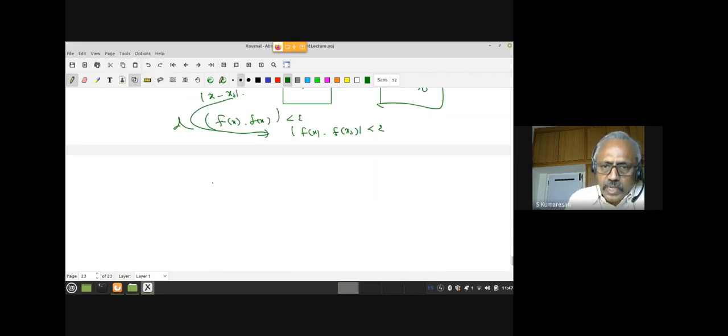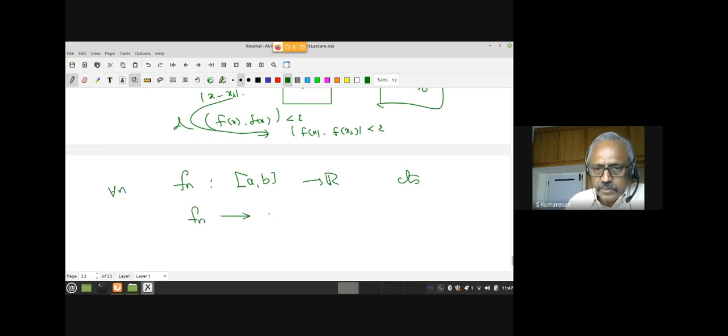Okay, now let's go to the theorem I want to prove. So I have a sequence Fn from ab to R. These are all continuous for every n. And I know Fn converges to F uniformly. I will explain that again. On the interval ab.